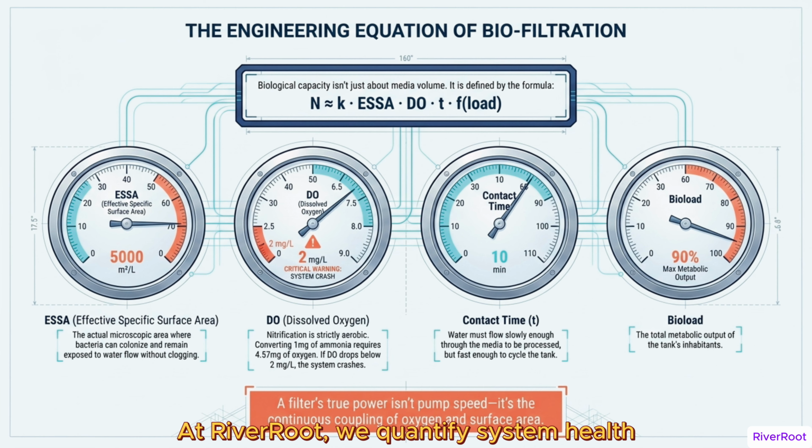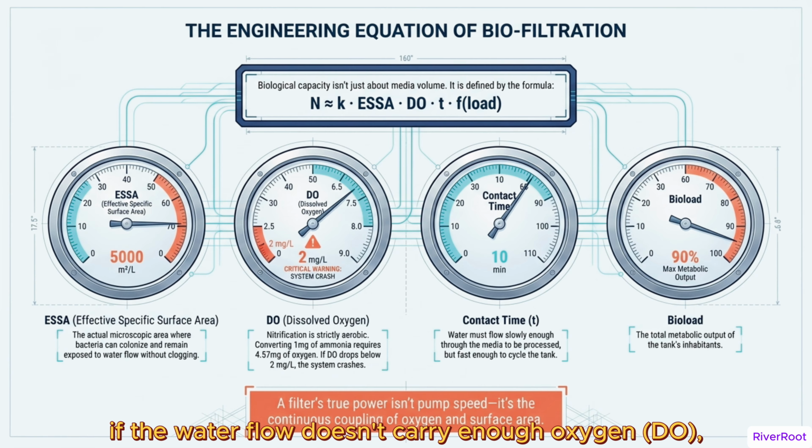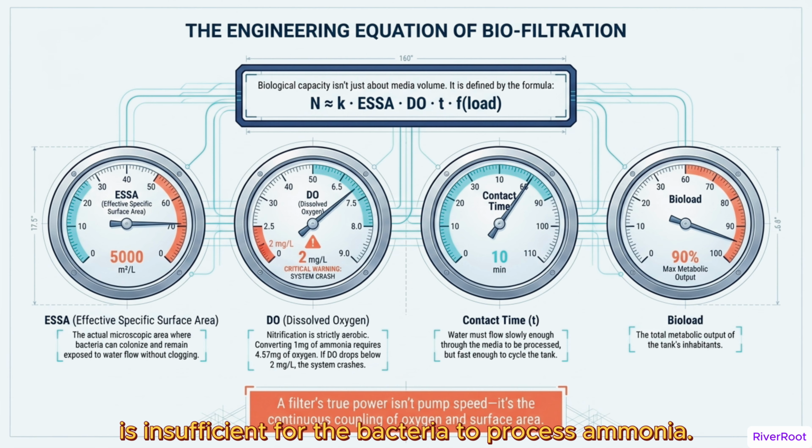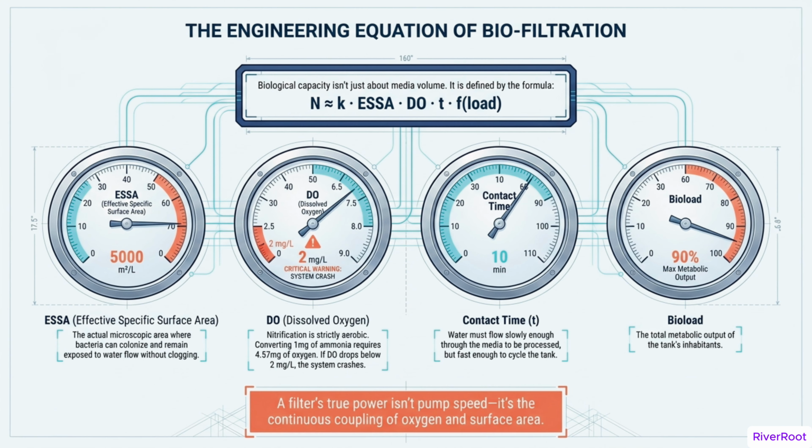At RiverRoot, we quantify system health using the nitrification capacity formula. It is a function of ESSA, effective specific surface area, DO, dissolved oxygen, and T, contact time. Even the best media is useless if the water flow doesn't carry enough oxygen, DO, or if the flow velocity is so high that contact time, T, is insufficient for the bacteria to process ammonia. Balancing these variables is the secret to a stable nitrogen cycle.